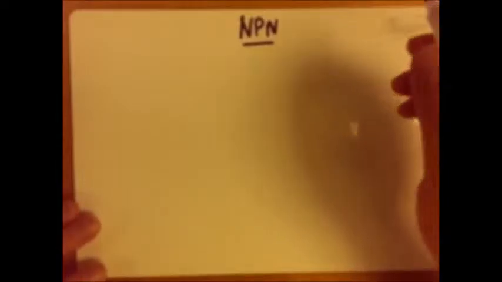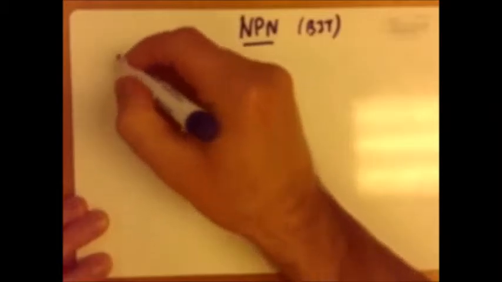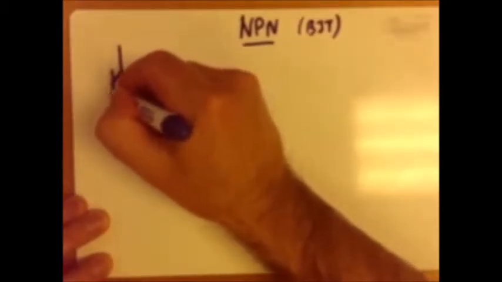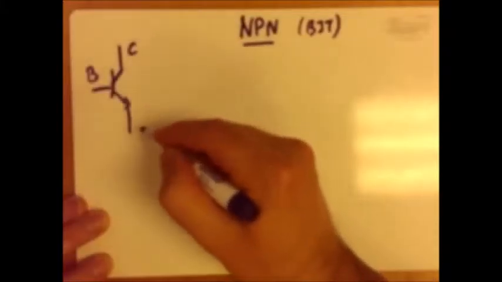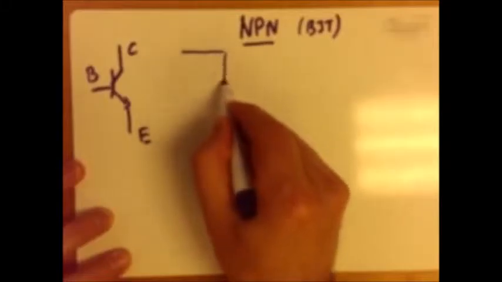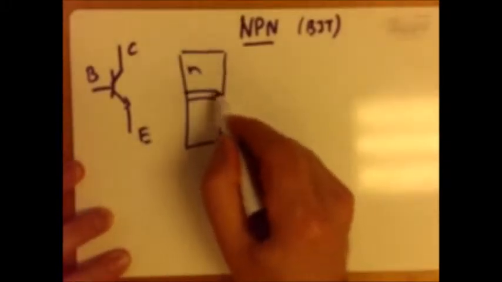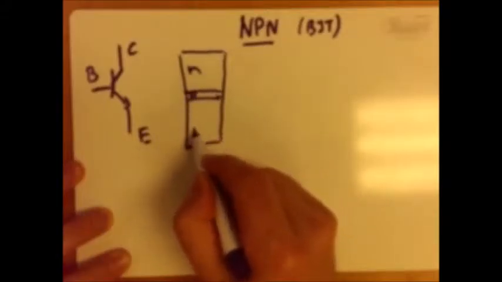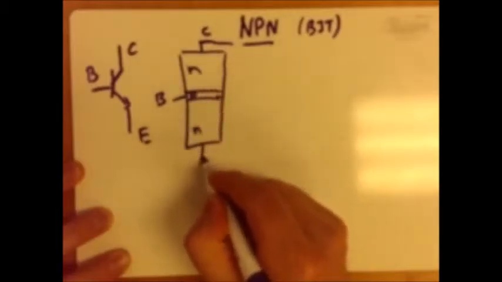In this video, I will go over the fundamentals or basics of NPN or BJT transistors. So, the NPN transistor looks like this: base, collector, and emitter. The device actually looks more like three junctions: an N junction, a P junction, and an N junction. This is your base, this is your collector, and this is your emitter.